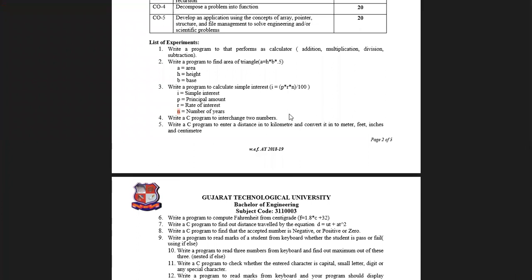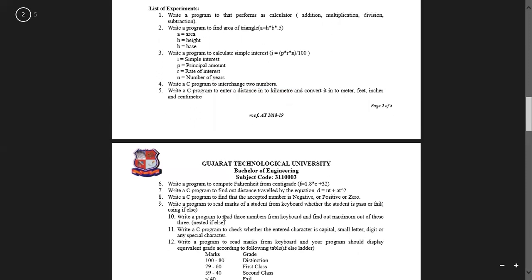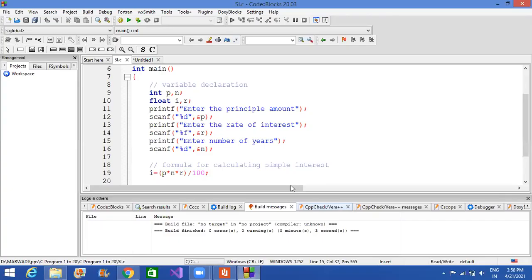So we have performed the program of interchanging two numbers and conversion of kilometer into meter, feet, inches and centimeters. So the next is: write a program to compute Fahrenheit from centigrade. So this is the conversion of centigrade to Fahrenheit, and even the formula is given to you. So what will be the input for you? That is the centigrade.